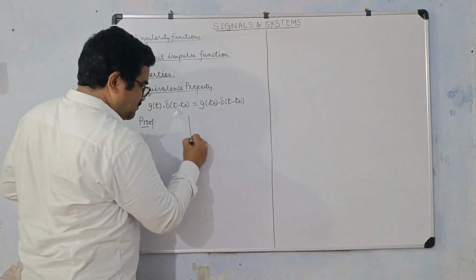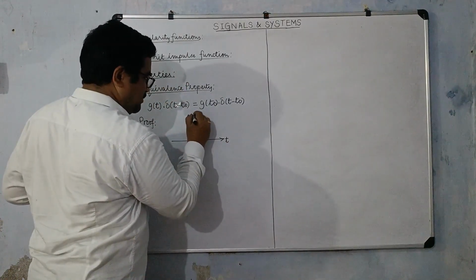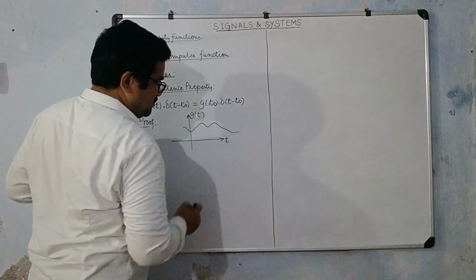Let us say I have some function g of t, and this function is varying like this. This is my function.